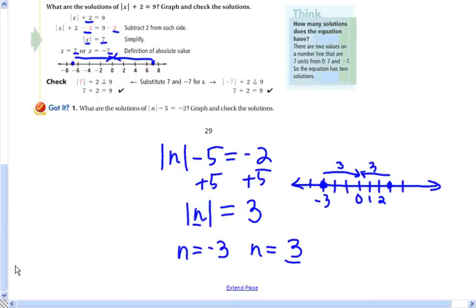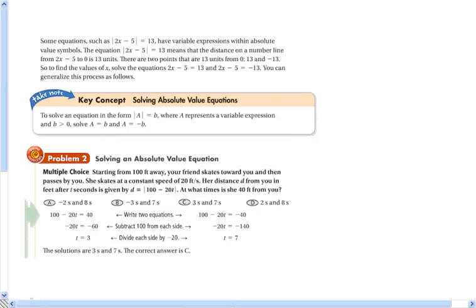So, here's a key concept. To solve an equation in the form absolute value of A equals B, where A represents a variable expression and B is greater than 0, solve A equals B and A equals the opposite of B. And we saw that there are always two solutions. One that is that distance away in a positive direction, and one that is that distance away in a negative direction.